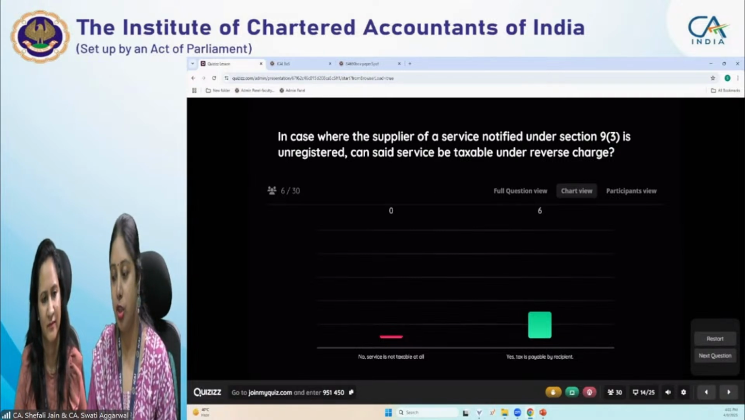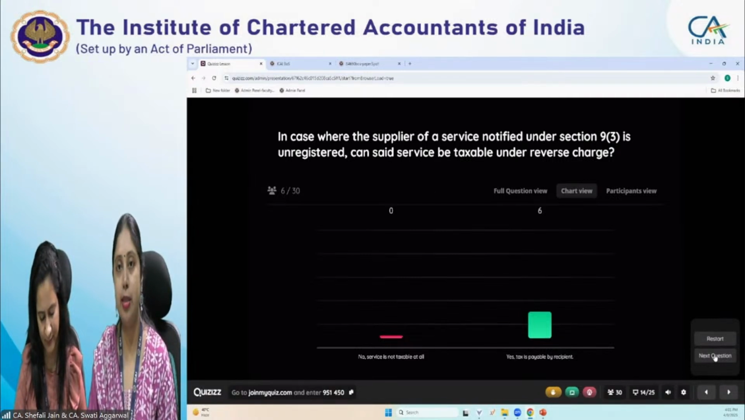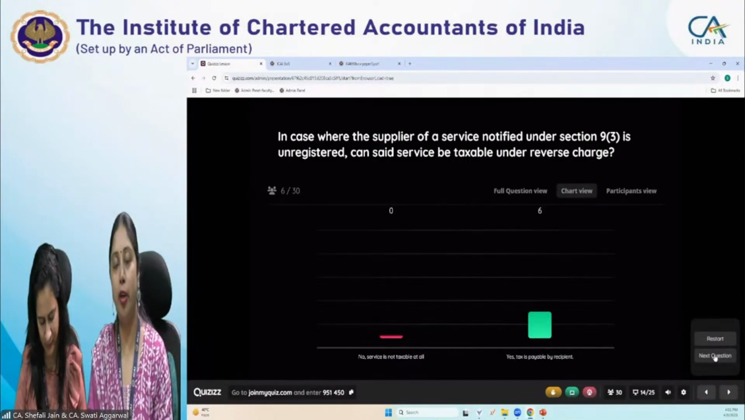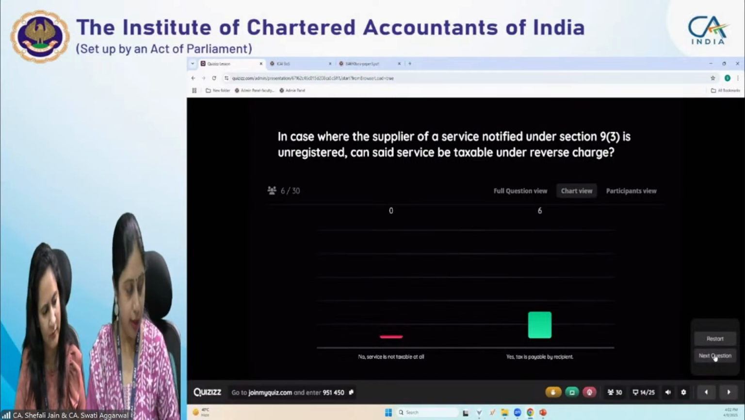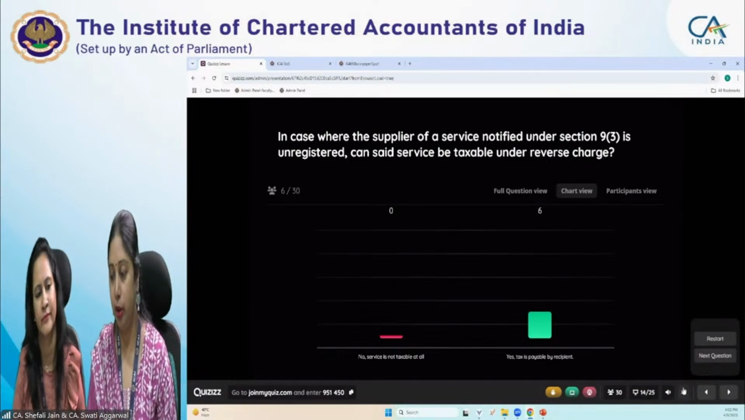So in case of section 9(3), if your supplier is unregistered, then the recipient has to pay tax under reverse charge. Very, very important concept, because 9(3) specifically provides that these are the services which have been notified, and even if the supplier is unregistered, the recipient cannot be freed from its obligation to deposit tax on that particular transaction.